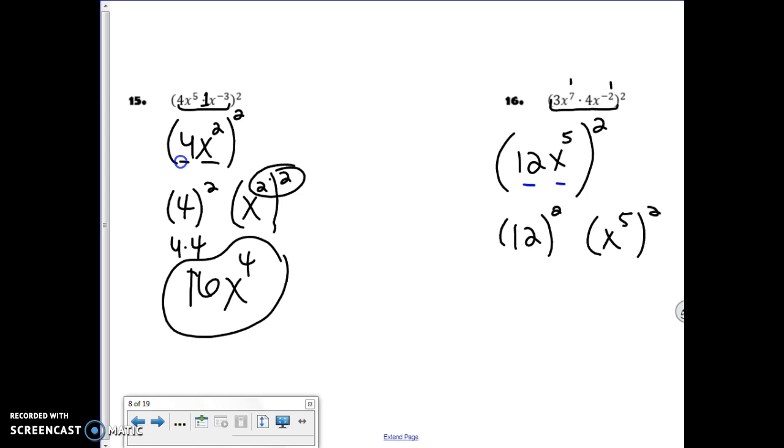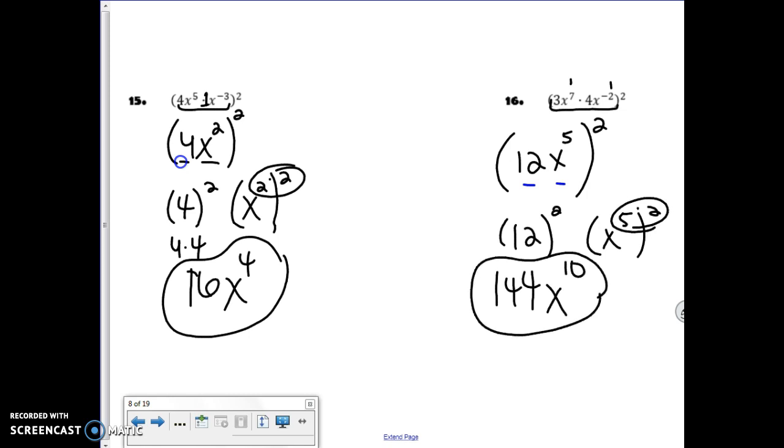Okay, 12 squared, that's okay. It's a little bit of a bigger number. That is 144. And remember here, we're going to multiply those numbers together, so we will get x to the 10th. That is our final answer to that problem.